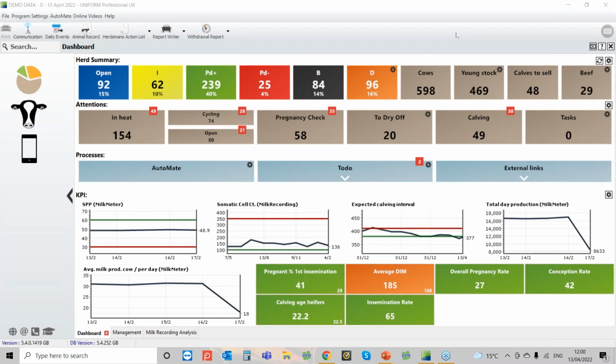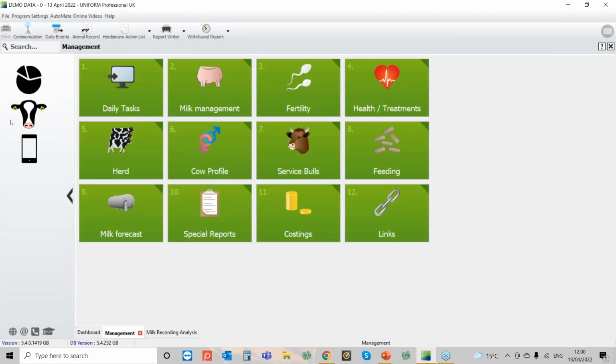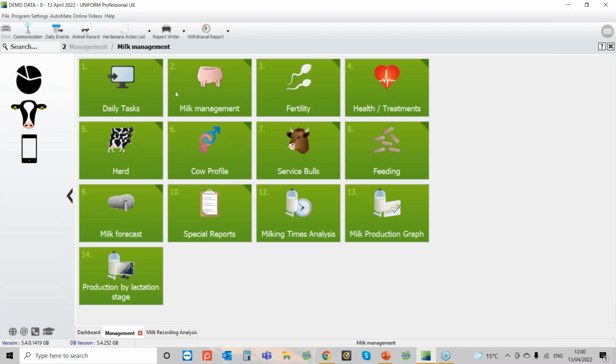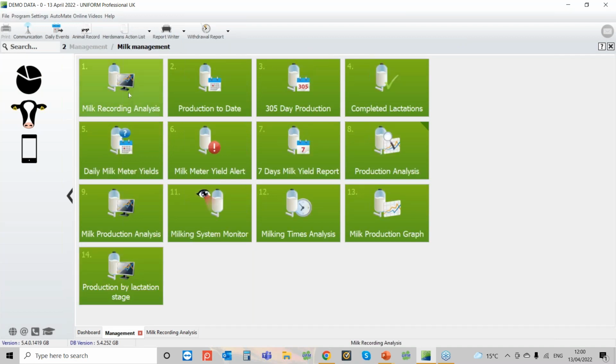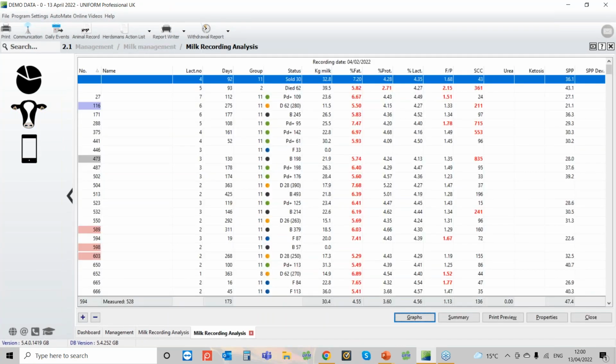So the first thing I wanted to show you is just where you would go to look at the last milk recording. So if we go to the cow's head, go to milk management, and go to milk recording analysis. If you've imported your data stream, then this is where you'll see the results. If anybody is still having problems importing the data streams, please give the help desk a call and we'll talk you through that, because we had a lot of people actually attend that particular webinar. So here you'll be able to see the results.